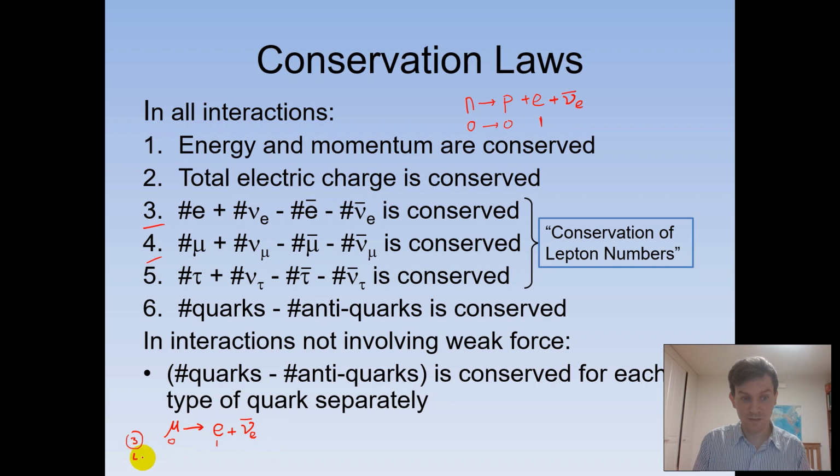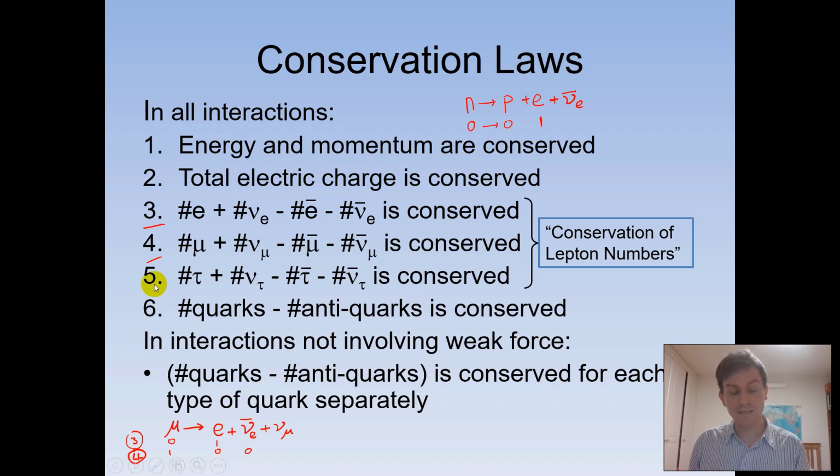And then if I look at conservation law number 4 here, on the left-hand side I have one muon flavor particle, and on the right-hand side at the moment I have no muon flavor particles. So to conserve the muon numbers, I must add a muon neutrino as well, like this. Then this turns into a balanced equation satisfying these conservation laws. So that's 3, 4, and 5.